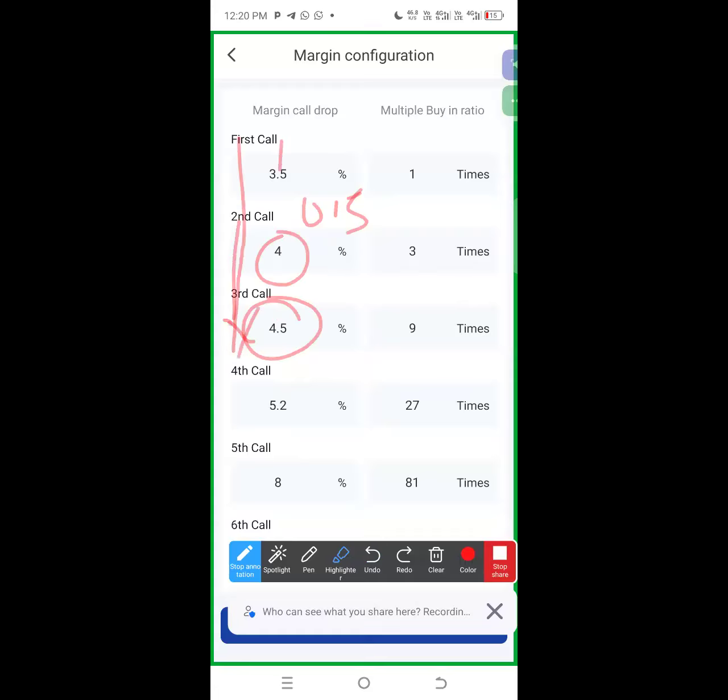Now, the reason is that from the first call to the third call, the market can easily buy the asset, or the asset must easily be bought. So whilst it keeps increasing, you must widen your drops so that it wouldn't buy it anyhow again.